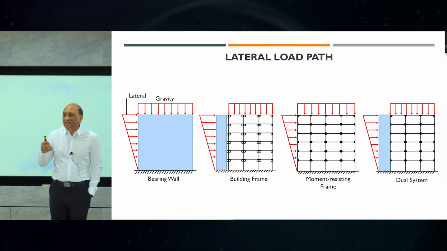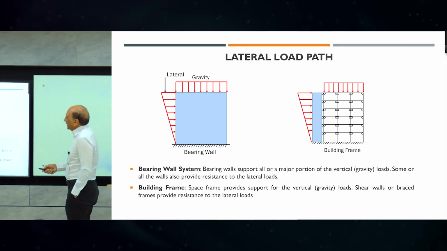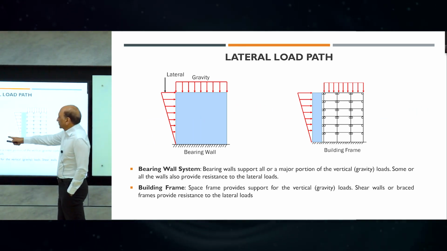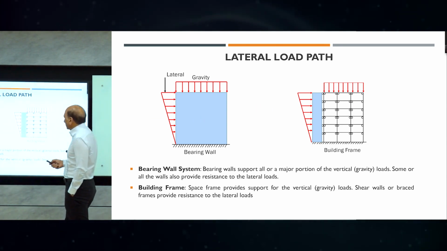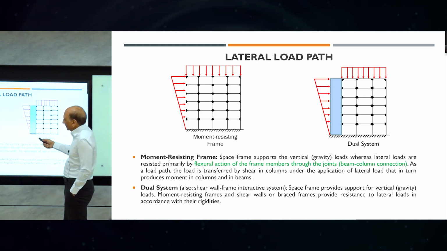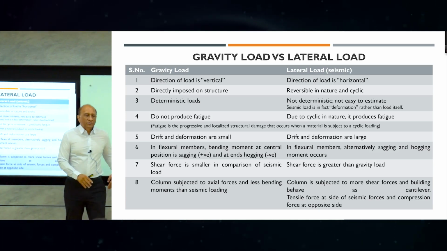And then you can do many things from these. You can build up more complex systems from there. So gravity and this one, building frame and bearing wall. So bearing wall and gravity, this is a combination of the two, the lateral load systems. And this is the frame, moment resisting frame and dual system. We will talk about them today.